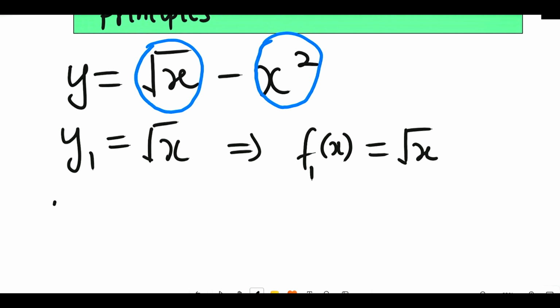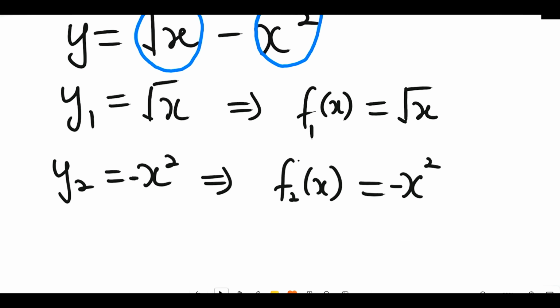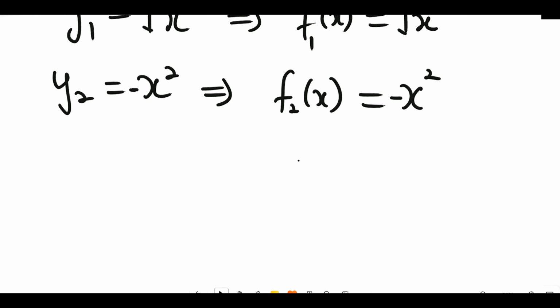Then I'll also name the second part as x squared, which implies that my f2 of x is equal to x squared. All right, it should be minus, so I'll bring the minus here. It should be negative x squared. All right, so we differentiate each of them.